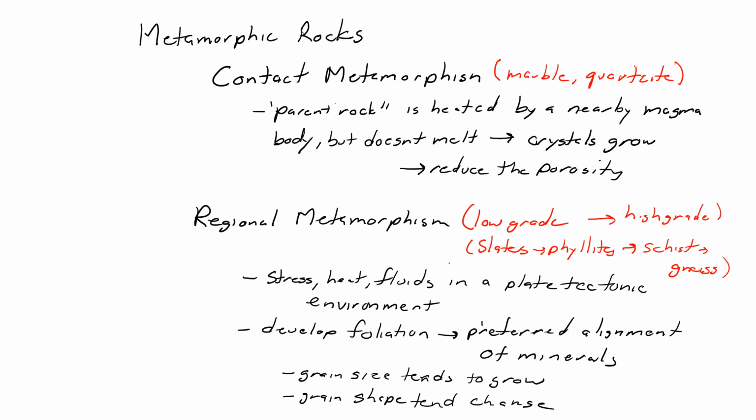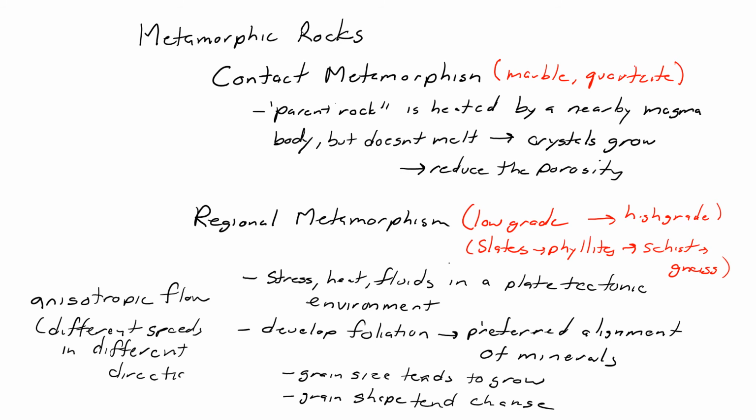And because of the preferred alignment of grains, water doesn't flow the same way equally in the rock. Let's say you have mica grains that are all lying flat, okay? Water can move between the grains pretty easy. It can't move across the grains very well at all. So that is what we sometimes call anisotropic flow. Basically, water flows at different speeds in different directions because of the preferred alignment of grains.